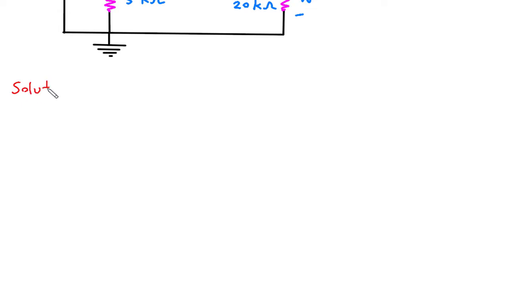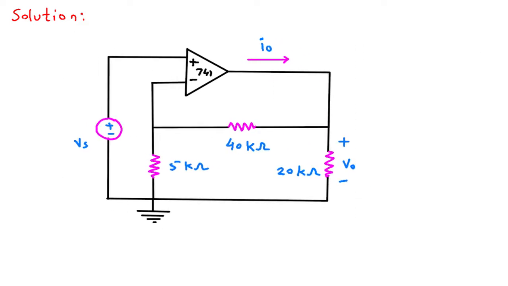Solution. First we will redraw the circuit. Now we will convert this circuit into its equivalent form. So this is the input. The inverting terminal is here. So this will be Ri. This is Ri. And this will be minus, this will be plus, this will be Vd.